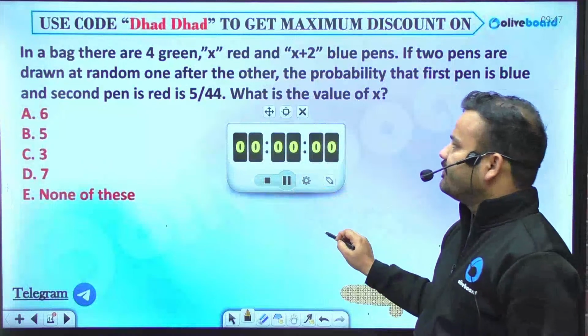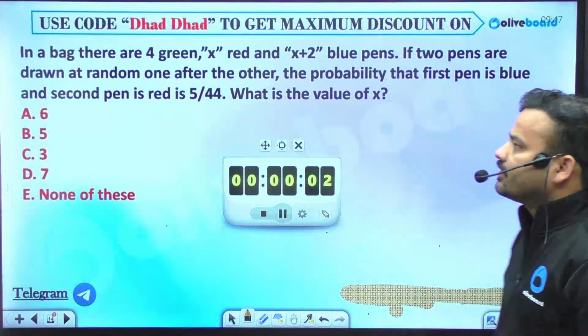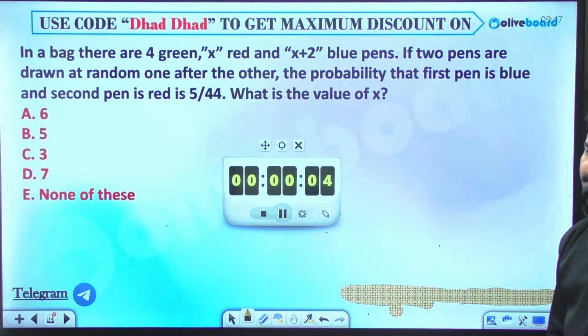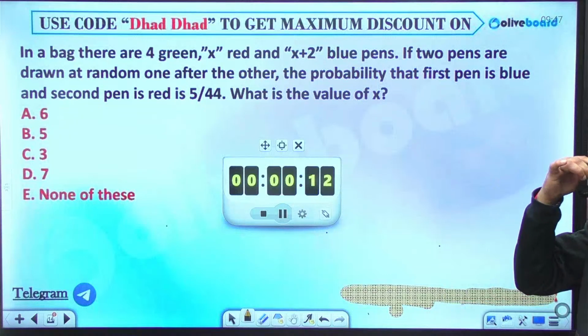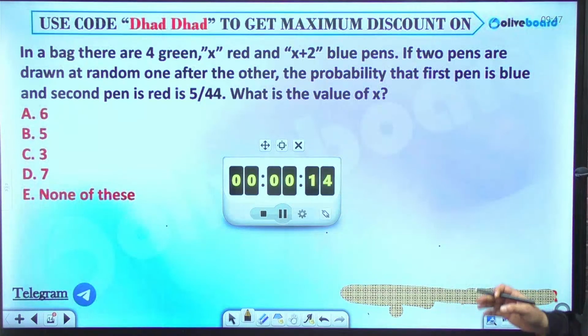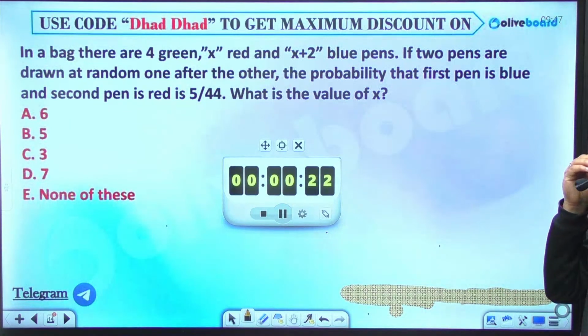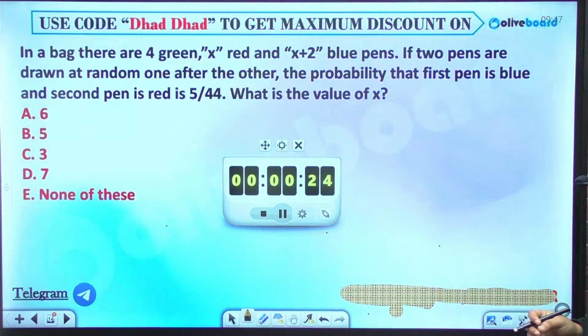This is a variable based question of probability. In a bag there are 4 green, x red and x plus 2 blue balls. If 2 balls are drawn at random, one after another, the probability that the first is blue and the second is red is 5 by 44. What is the value of x?